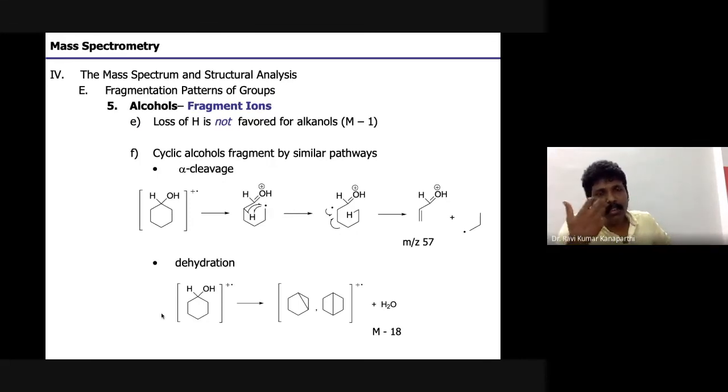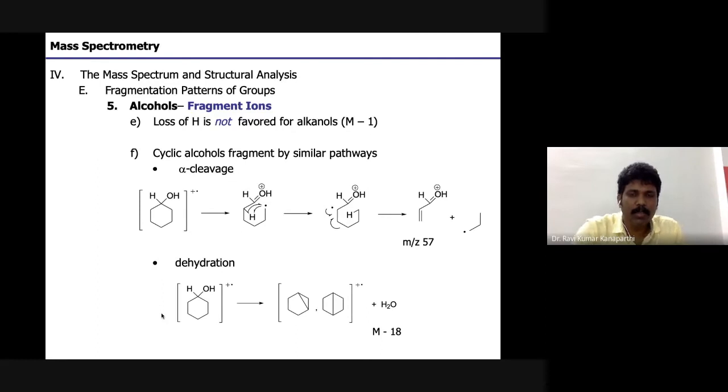Alcohols. Another thing is that in the case of alcohols, we just assume since there is an OH, a hydrogen radical is fairly easy to eliminate or cleave from the molecule, and it will give an M minus 1 peak. No, that is not favored actually. That is a very crucial point. Sometimes we confuse ourselves.